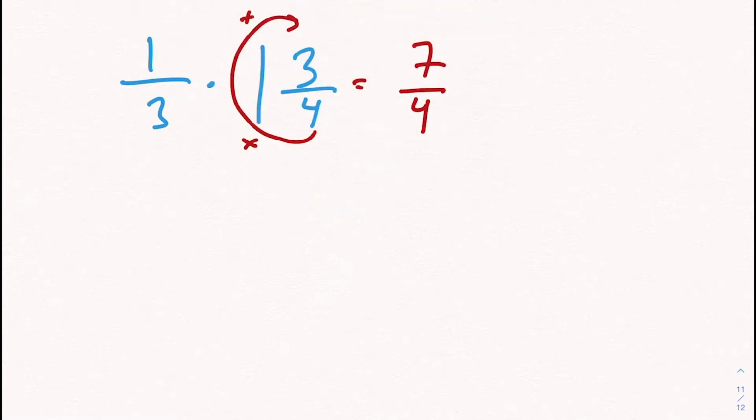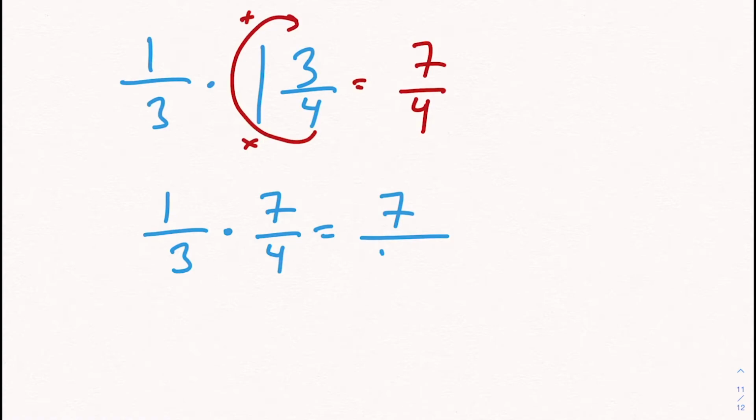So now I have this. I'll just rewrite this down here. 1/3 doesn't need to change, and times 7/4. So right now I'm looking, okay, 1 and 4, there's nothing that goes into 1 and 4. 3 and 7, nothing goes into 3 and 7, so I know I cannot do any cross-canceling. So then I'm going to go ahead and multiply across. 1 times 7 is 7, 3 times 4 is 12, and the fact that I checked if I could cross-cancel first, that means I can confidently box 7/12 and know that it's already simplified.